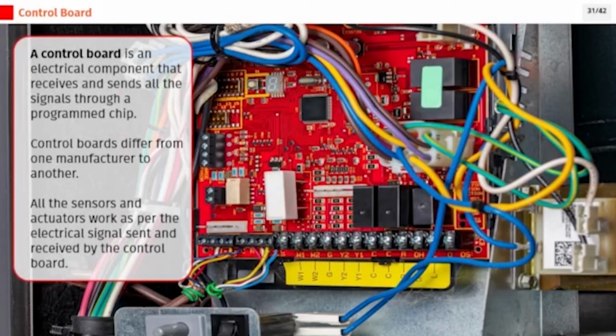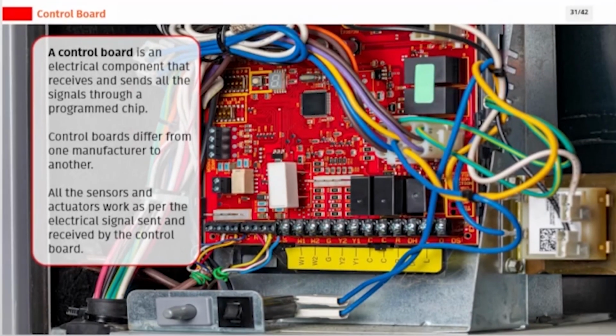A control board is an electrical component that receives and sends all the signals through a program chip. Control boards differ from one manufacturer to another. All the sensors and actuators work as per the electrical signal sent and received by the control board.